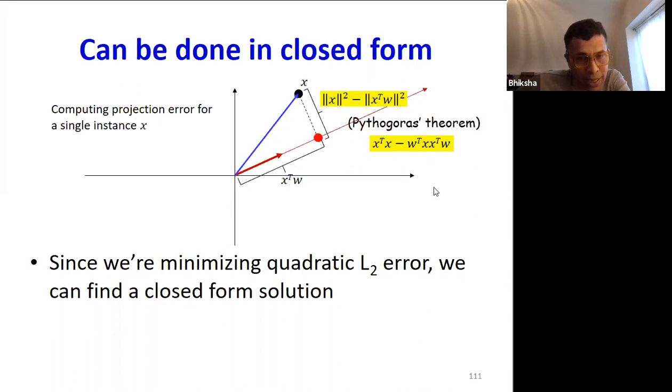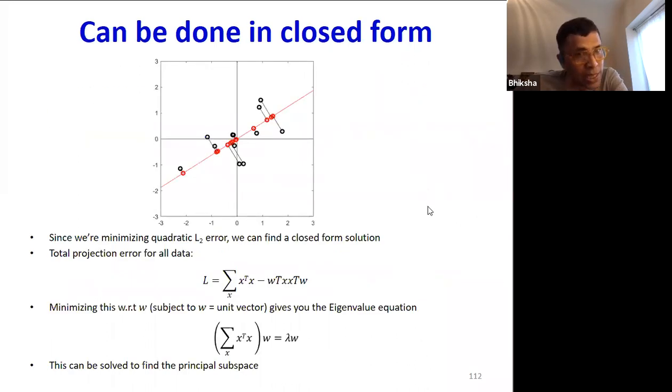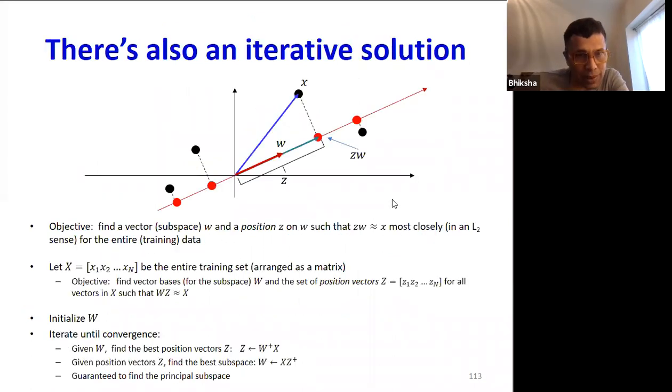So I can expand it out. When I actually perform principal component analysis, this T should be a superscript. I keep fixing it and the error keeps coming back. Anyway, I compute the squared length over all of my training data and I minimize it, and I end up with a standard eigenvalue equation, which I can solve to find the principal subspace. This is the technique that all of you are familiar with for principal component analysis.